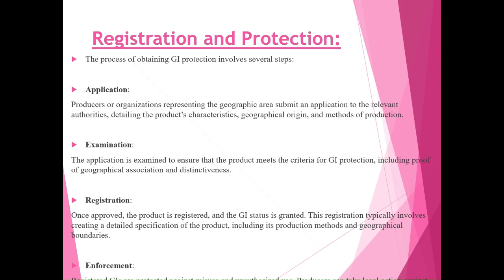Then second is examination. So basically, the authorities check if the product is actually unique and belongs to a particular region or particular land. The authority will examine whether it meets the criteria of GI protection or not. Then if the product meets the criteria of GI, the third step is registration. Once approved, the status is granted to that particular product, and further legal enforcement can begin if anyone tries to misuse the name of that product.